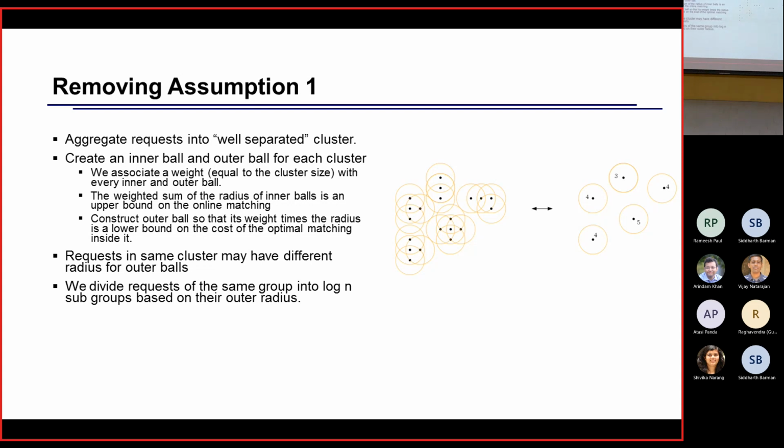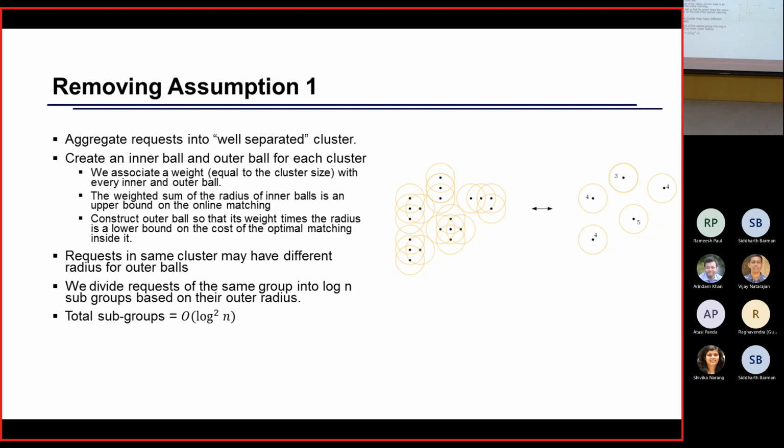I have to further refine each group into subgroups such that two requests belong to the same subgroup if both the inner radii and outer radii are within a constant factor. And that increases the number of subgroups to log square. Okay, and this is all because I have to cluster the points and basically give them weights. Right? So that's the reason why this additional complication comes.